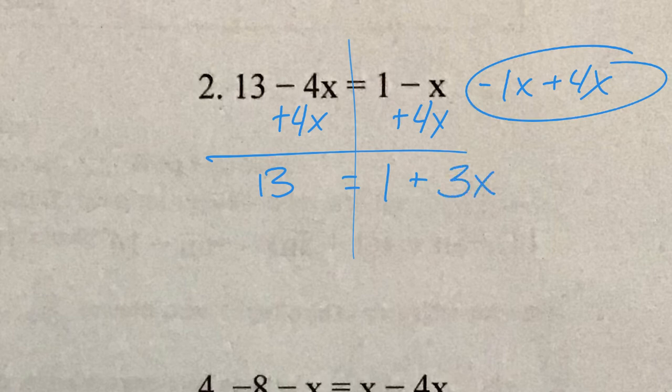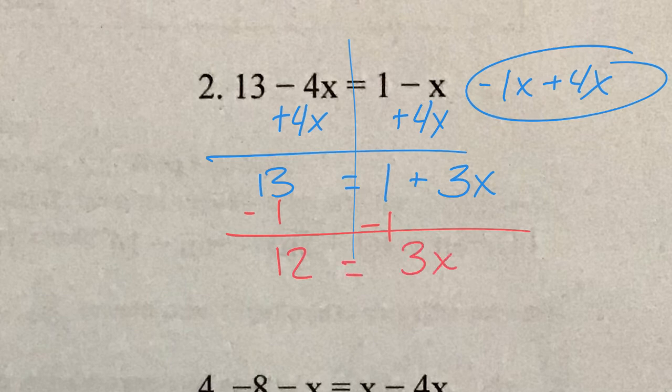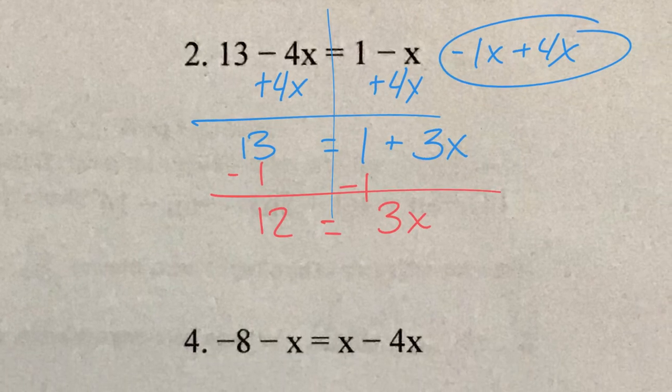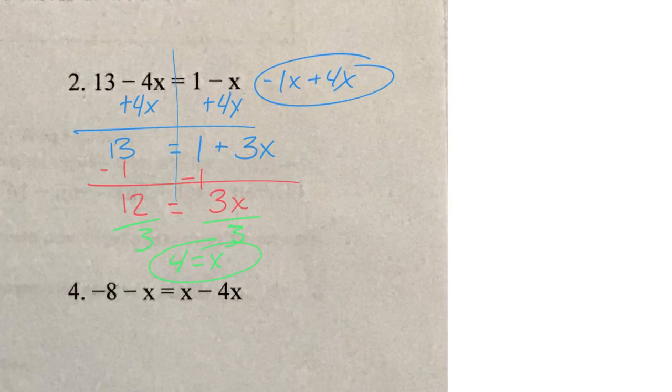Okay, now it's a two-step equation. 3 and x need to hang out, so I need to get rid of the 1. Bring down the 12, bring down the 3x. 13 minus 1 will give me 12. Now it's back to a one-step equation. Divide by 3, divide by 3. 4 equals x.